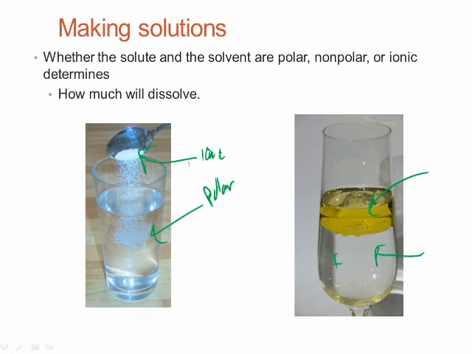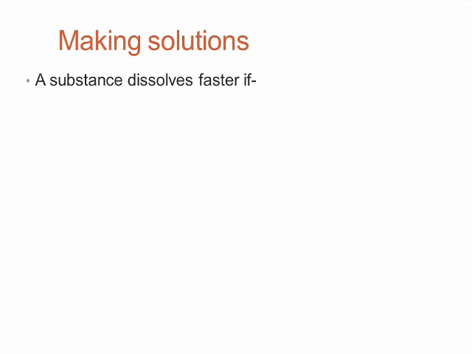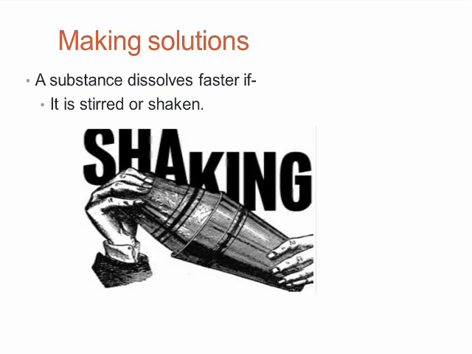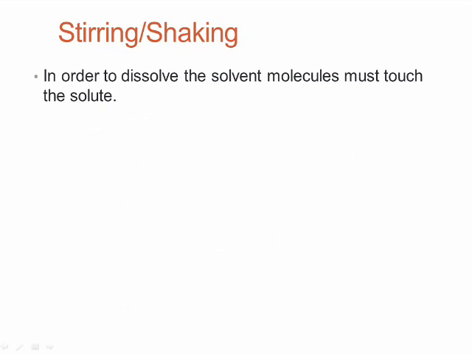Water is polar. Oil is nonpolar, it will not dissolve. It also determines whether a substance will dissolve. So, making solutions. A substance will dissolve faster if it is stirred or shaken. That makes sense. If you add a tablespoon of sugar to your morning latte, you don't just leave it there, you stir it so it goes into solution faster. The thing is, in order to dissolve, the solvent molecules must touch the solute. That's why you stir it, so more of the solvent molecules touch the solute.